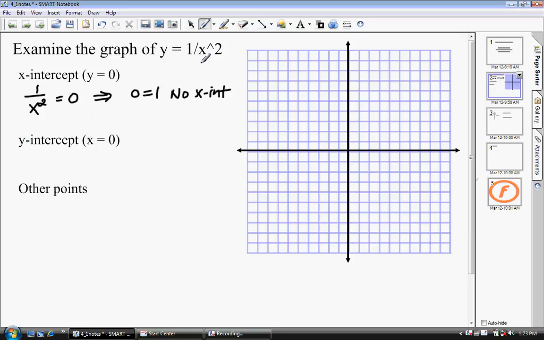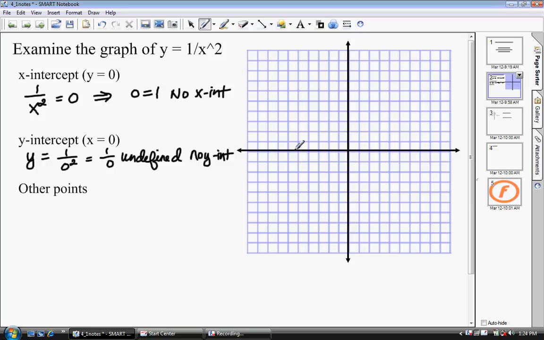Now for the y-intercept, we would have to plug in 0 for x to get y is equal to 1 over 0 squared, but that would just be 1 over 0, which is not defined. Do you remember that basic fact that division by 0 is undefined? So this tells us that we have no y-intercept.